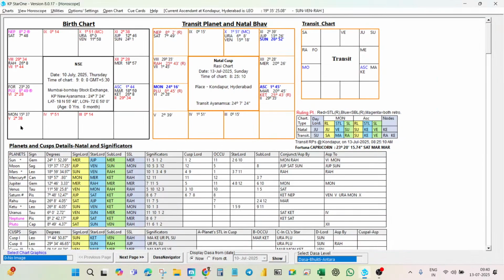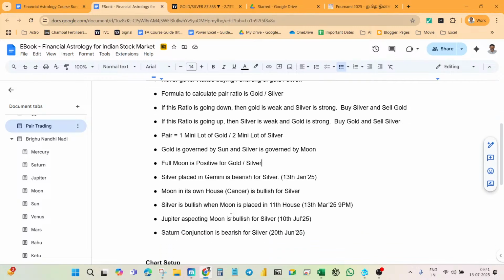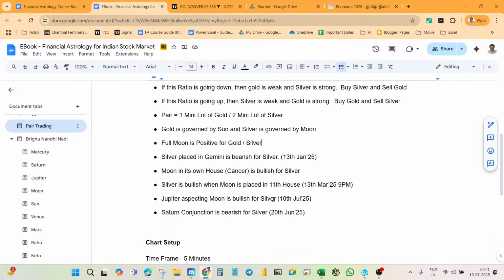And then you can also see Jupiter aspecting the moon. Jupiter aspecting the moon is very bullish. Another rule I mentioned here: when Jupiter is aspecting the moon, it is bullish for silver. The dates are also mentioned here for you to take note, and then you can apply the rules on any days. All the rules have to be followed.